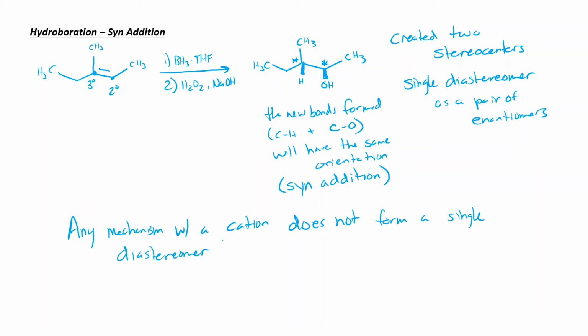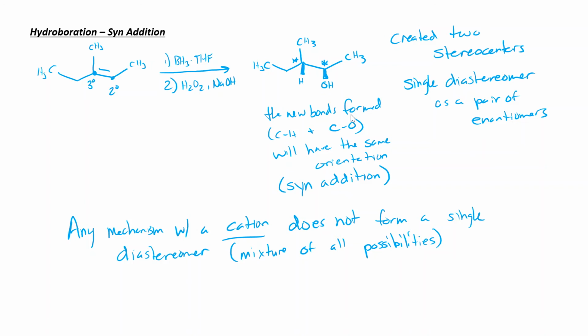Anytime we have a cation, so oxymercuration, HCl, HBr, HI, H2SO4, any of those reactions where a carbocation is in the mechanism, we do not worry about stereochemistry because we can't predict what the stereochemistry will be, right? It doesn't form a single diastereomer. Instead, we get a mixture of all possibilities, right? So if you have a carbocation reaction, you don't have to draw in wedges and dashes because we don't know what they will be. And no matter what you draw, that's a possibility because we don't know, right?